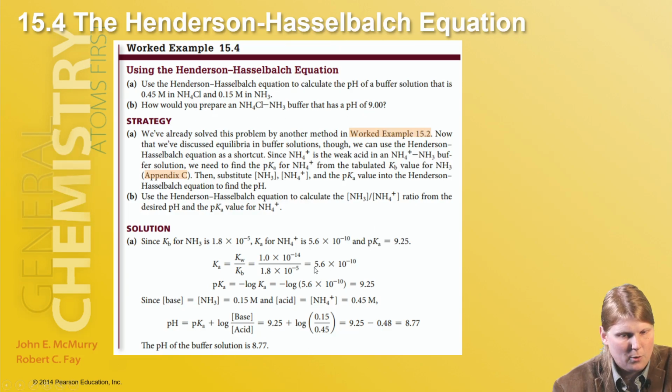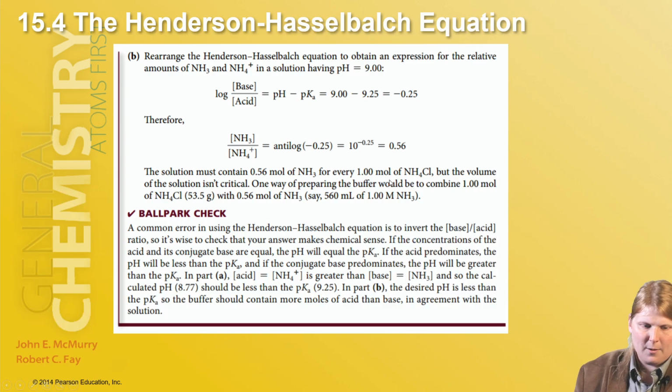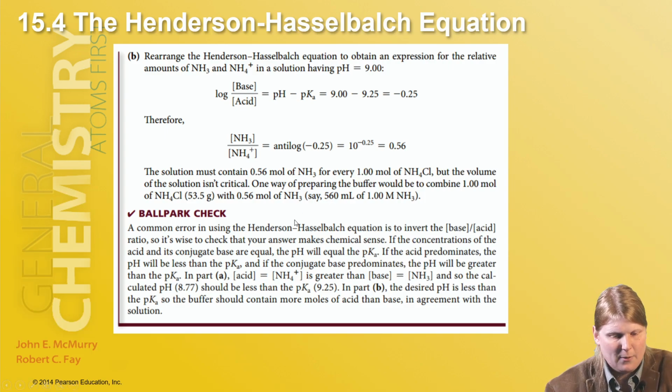How would I prepare one that has a pH of 9? That would again mean going back to the Henderson-Hasselbalch equation, solving it for the difference, and then using this to come up with a ratio. So it must contain 0.5 moles of NH3 for every 1 mole of NH4Cl. Volume is not critical. That is the only requirement. So essentially the two concentrations have to be in that ratio, but it otherwise doesn't matter. You could make it any volume as long as that ratio is true.